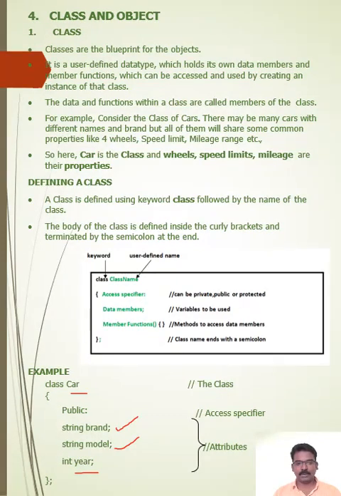Here, additional to the members, we have access specifiers. That is an important concept in object oriented programming. These are all used to restrict access for the members inside the class. That we will be seeing in the next video.